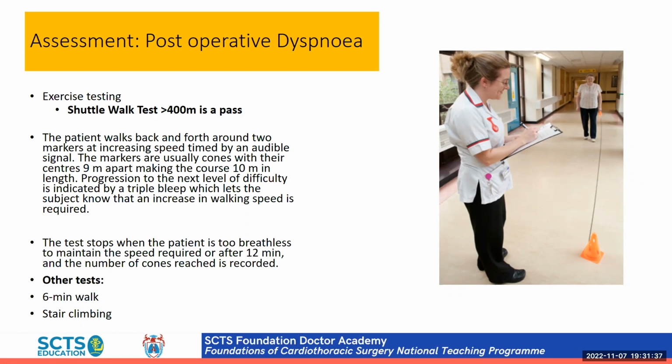If they start with a heart rate of 70 and then they reach 140 only by walking like 200 meters, this also tells you that their physiology is really bad. So it will give you an estimate and will tell you about how the patient will do. But the test is around 400 meters.